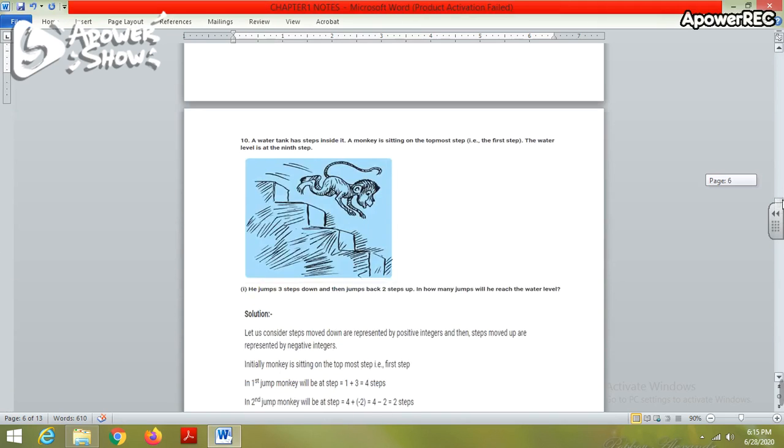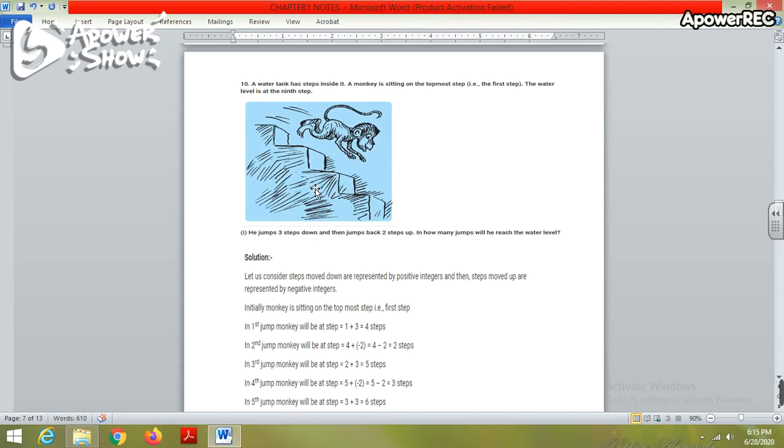Now question number 10. In question number 10, you have a situation. A water tank has steps inside it. A monkey is sitting on the topmost step, that means the first step. The water level is at the 9th step. Now the situation is he jumps 3 steps down, and then jumps back 2 steps up. So after jumping 3 steps down, he again jumps back 2 steps.